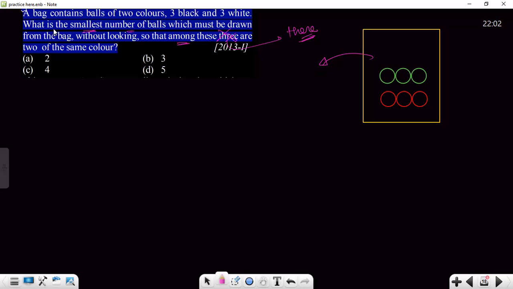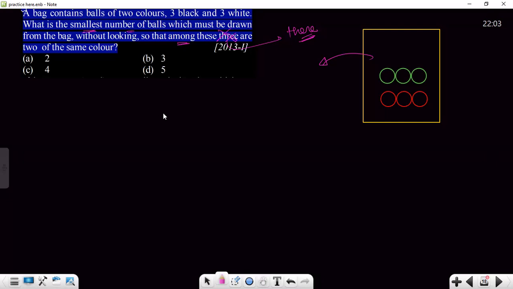Now let's read the question. What is the smallest number of balls which must be drawn from the bag without looking, so that among these there are two of the same color? So whatever number of balls we are withdrawing, they have to have two colors, right? So what we all wish for is that there is a ball of green and a ball of red. And what is the minimum number of balls we should withdraw?